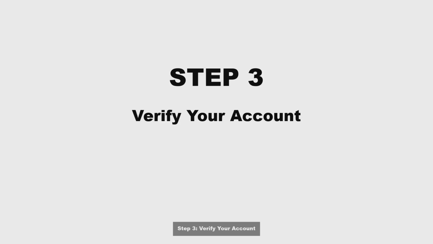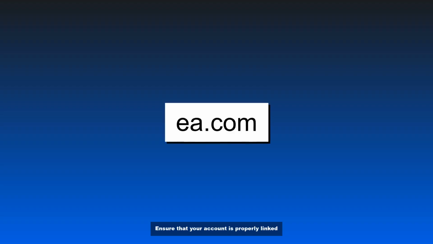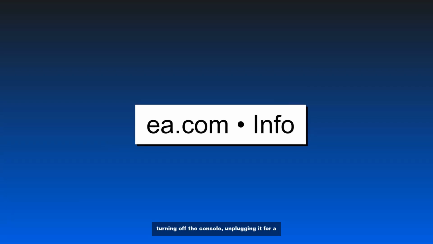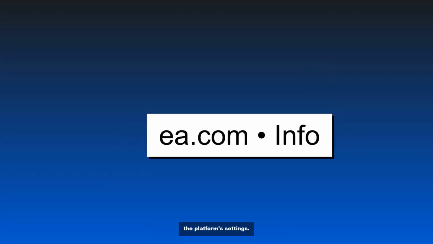Step 3. Verify your account. Ensure that your account is properly linked to the platform you are using: Origin, Steam, PlayStation, or Xbox. Go to the account settings and check if the correct accounts are linked. Step 4. Clear cache. If you're on a console, clear the cache by turning off the console, unplugging it for a few minutes, and then restarting it. For PC, you can try clearing the game cache through the platform settings.